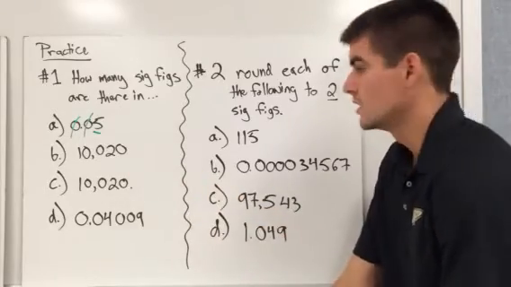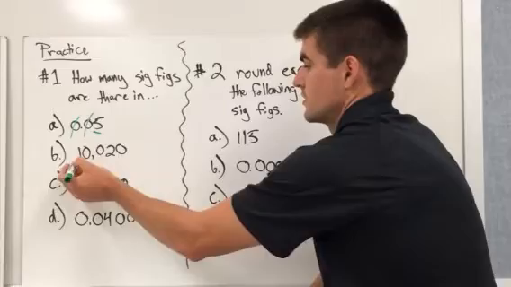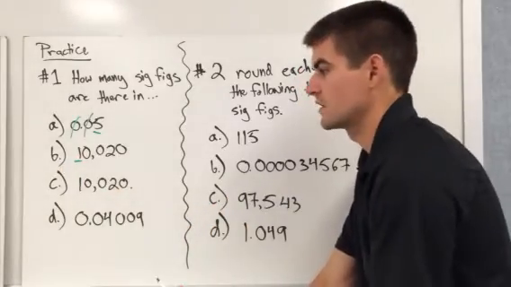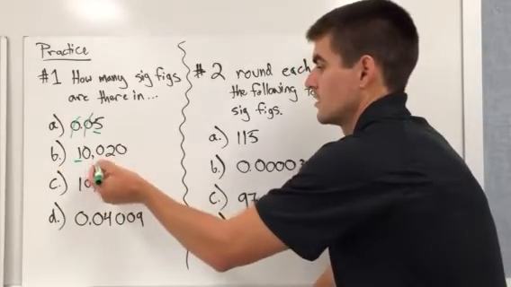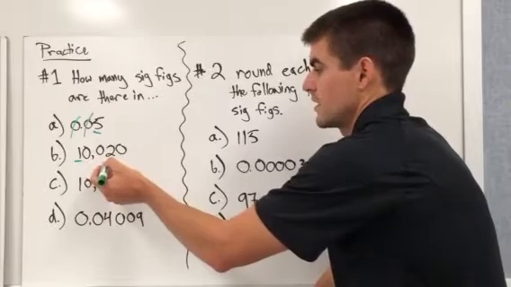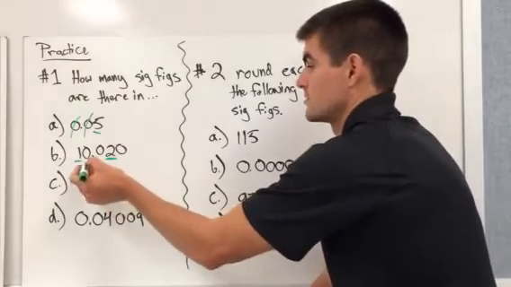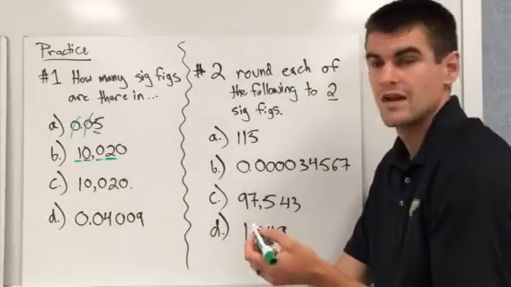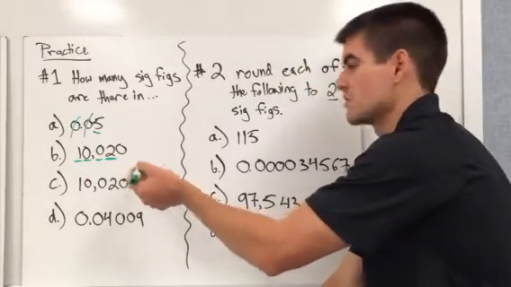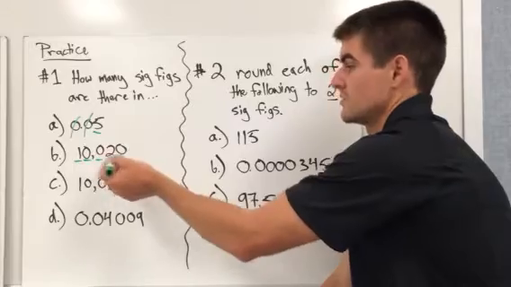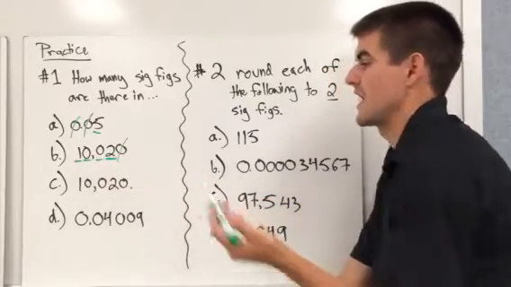Question B: starting from the left, hey, that's a non-zero, automatically significant. I'm going to skip ahead a little bit. There's another non-zero, so that one's significant. Have a couple sandwich zeros. And then a trailing 0 with no decimal. So in this case, not significant. I have 4.